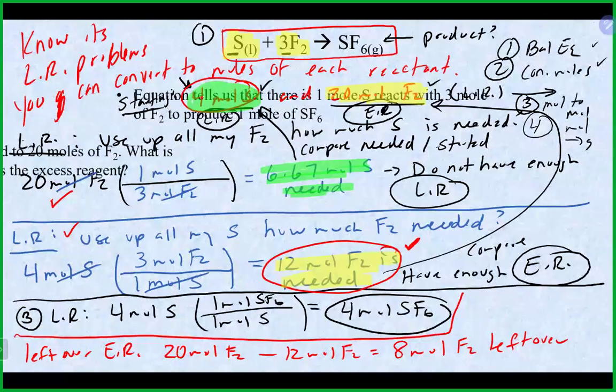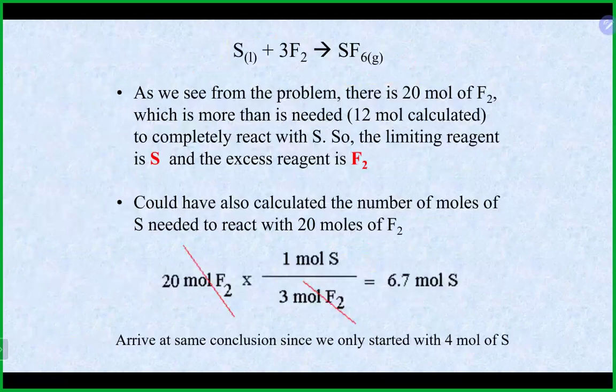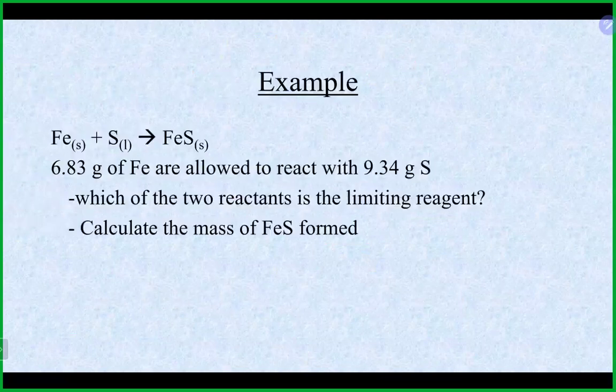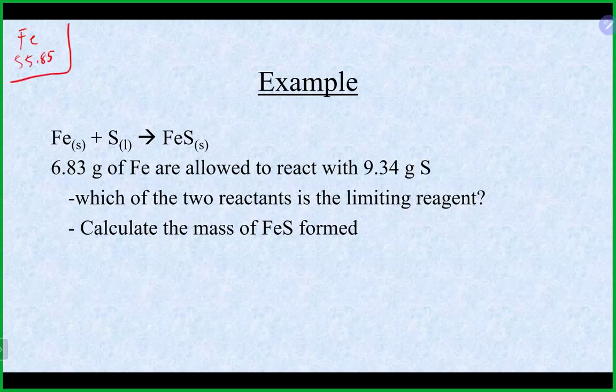So let's take a look at one here together. All right, so let's say that we had this reaction here, and we're going to let 6.83 grams of iron react with 9.34 grams of sulfur. And we'll grab some periodic table information: iron 55.85 and sulfur 32.07.